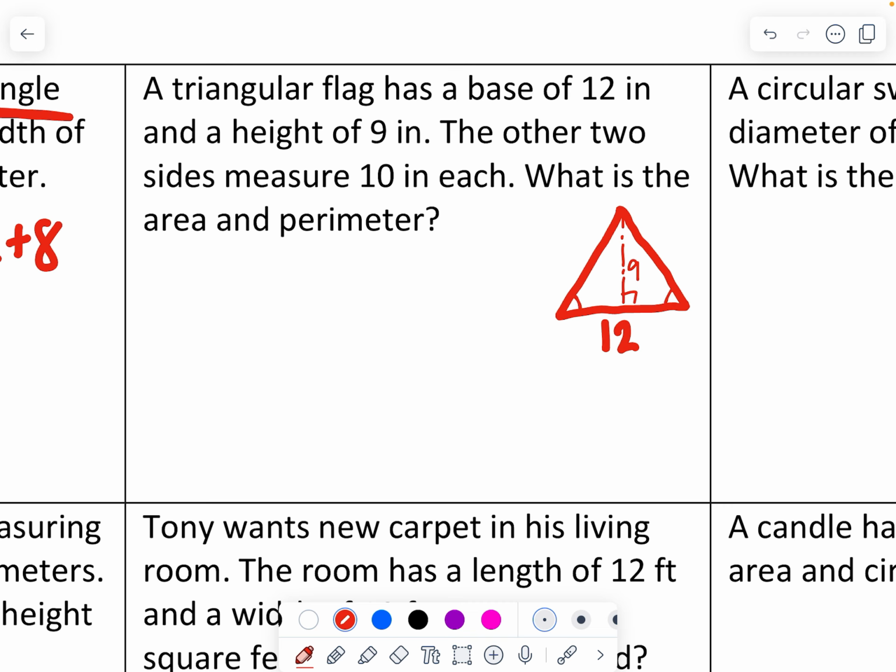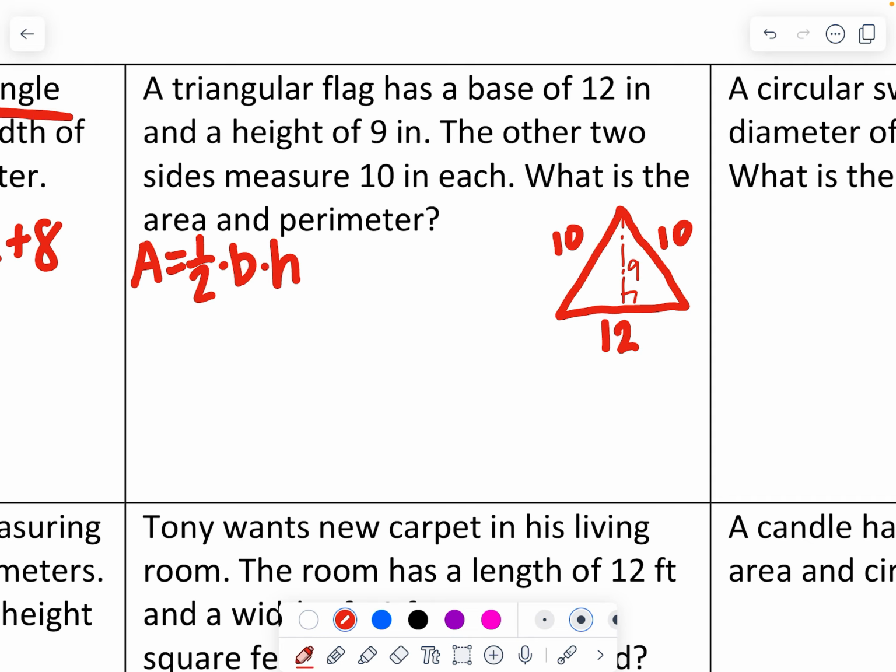It also says the other two sides measure 10 inches each. So that means this side is 10 and this side is 10. Now it's asking for the area and perimeter. For the area of a triangle, our formula is A equals 1/2 times base times height. So similar to a rectangle, but we have to multiply by 1/2.